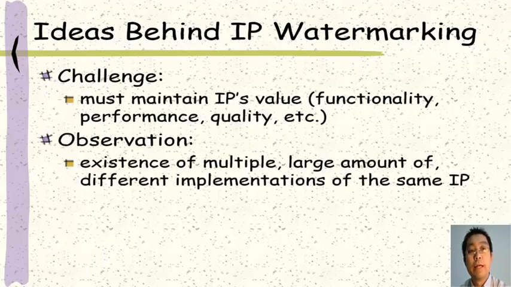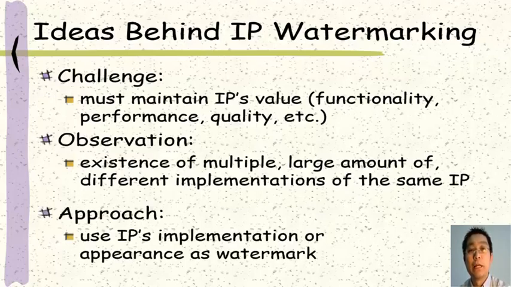We observe that for a given system specification, there are normally many different ways to implement the system or develop the IPs. Therefore, if the IP designer can intentionally create certain structures in the implementation of the IP to make it rather unique, then this evidence can be used as watermark to prove the IP's authorship.